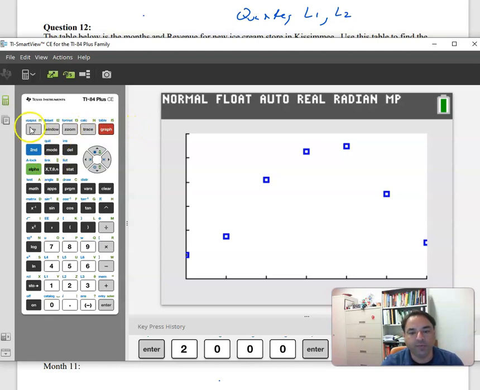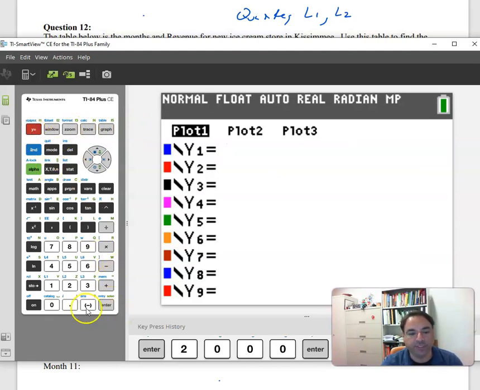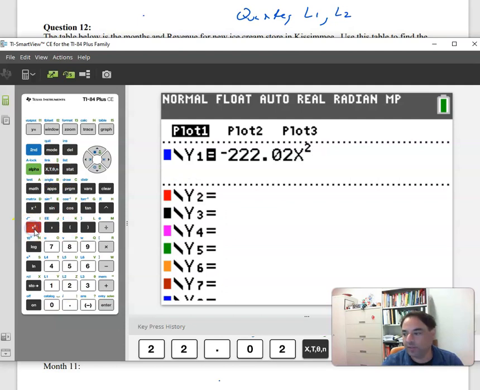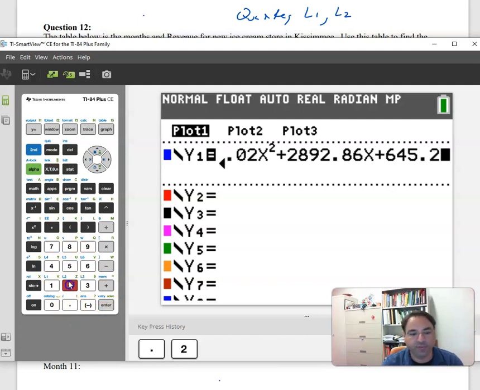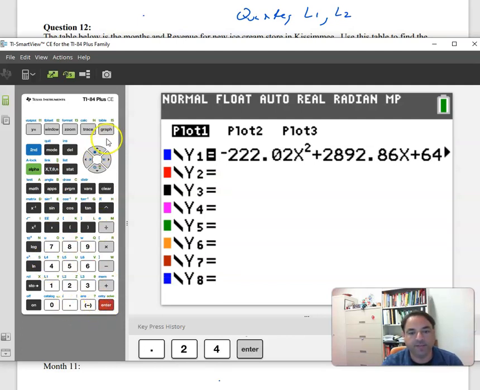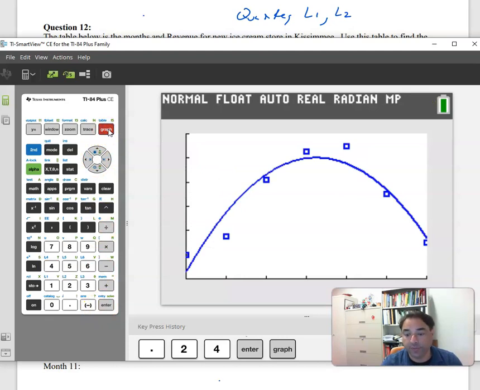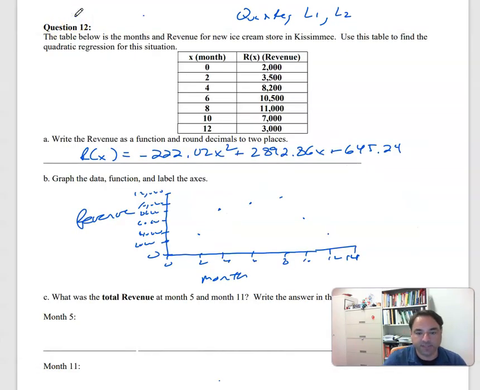And now we're going to go to y equals and put our equation in. So it's negative, make sure you use negative, 222.02x squared plus 2892.86x plus 645.24. Enter. When I hit graph, it goes right through the data. Okay, so we can go ahead and sketch that. And now we have a pretty good representation of our data.